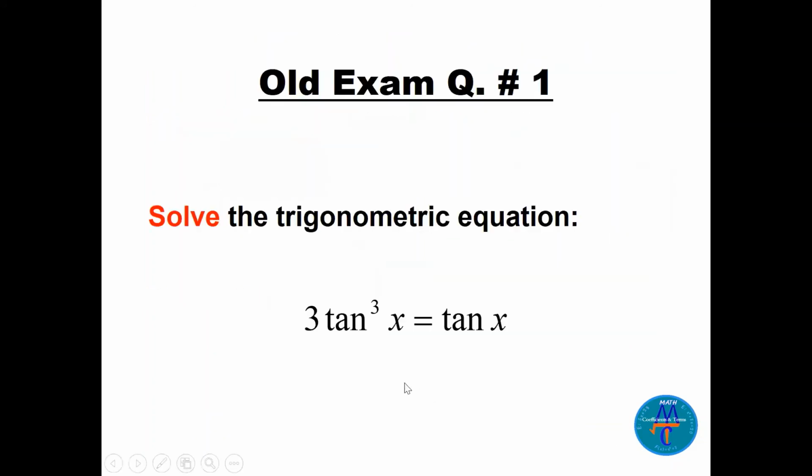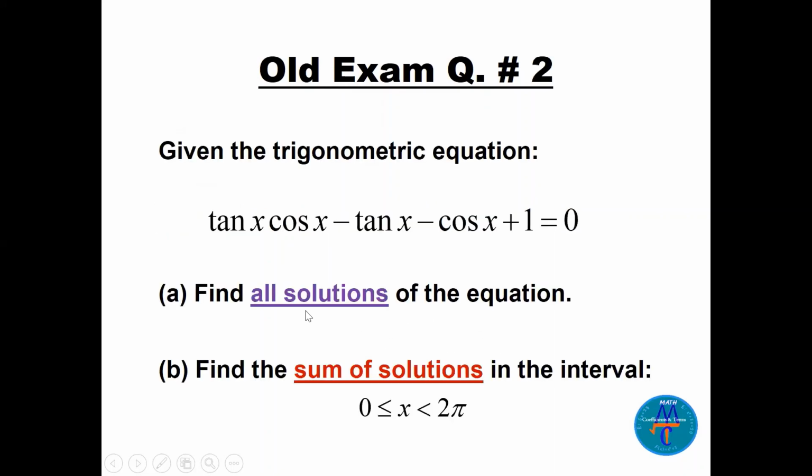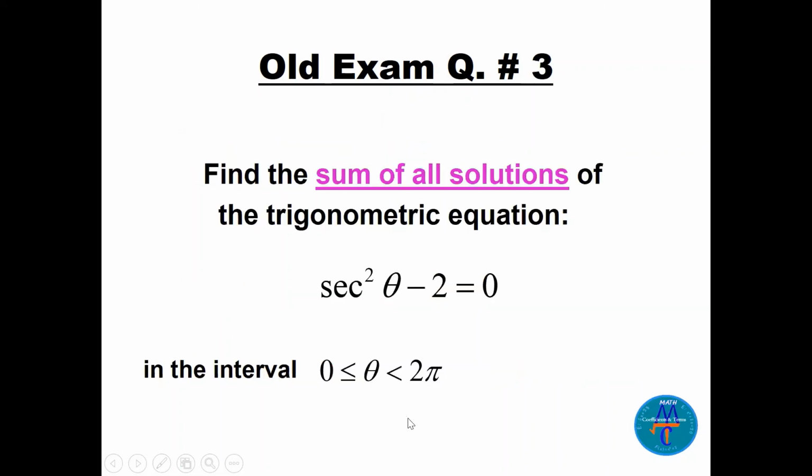Now, there are some questions here I will leave for you to practice. Old exam question number 1: solve this equation, 3 tan cubed of x equals tan of x. Another one: tan of x cosine of x minus tan of x minus cosine of x plus 1 equals 0. Find all the solutions as we did before, and then find the sum in this interval.